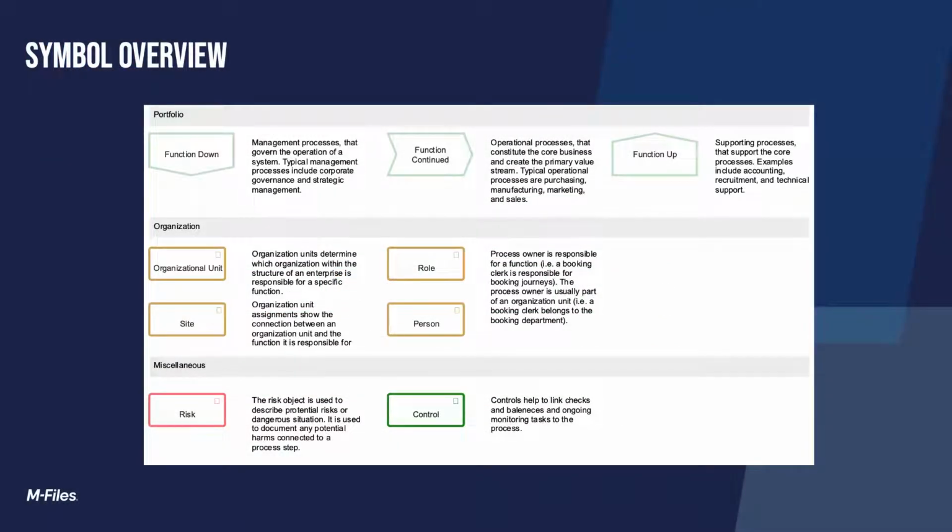Management, operational, and supporting processes are represented by different symbols that you can use to indicate a development timeline or workflow. Process owners or organizational units are responsible for a step in the process, like in EPC diagrams. Risk and control shapes can be used to link objects with checks and balances to monitor the portfolio process.